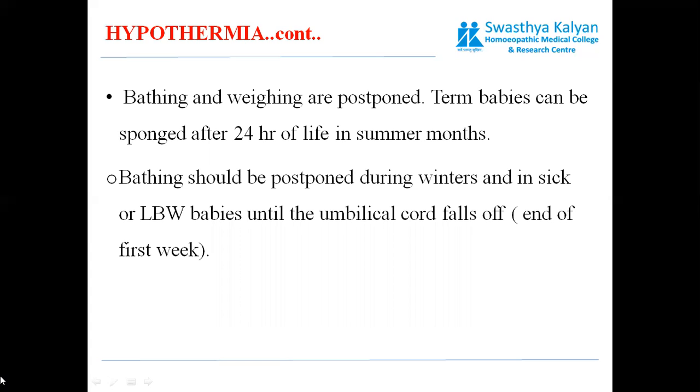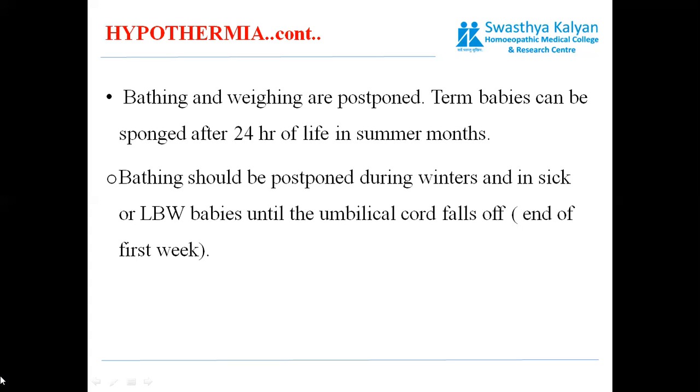Because when we have to weigh the baby, we have to record the weight in the nude. So the bathing and the weighing of the baby should be postponed. Babies who are born at term should be given only a sponge bath, and that too after 24 hours of life in the summer months. Bathing should be postponed during winters and in sick or low birth weight babies until the umbilical cord falls off, approximately at the end of the first week.